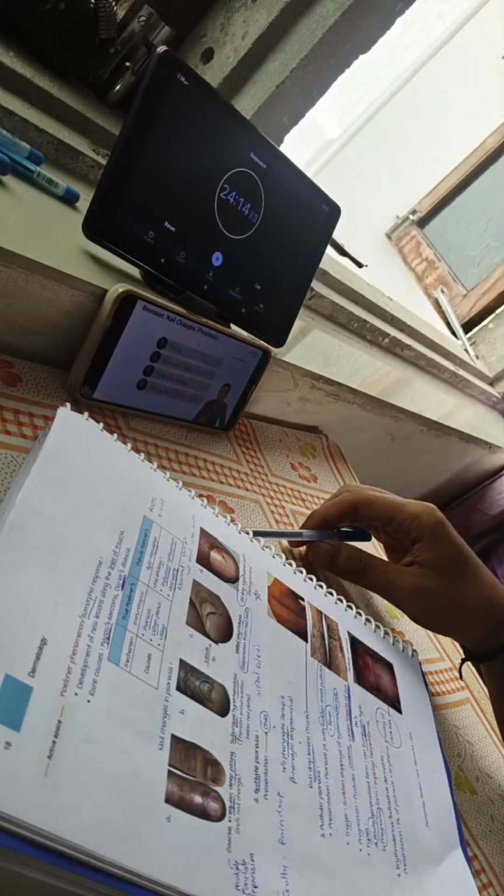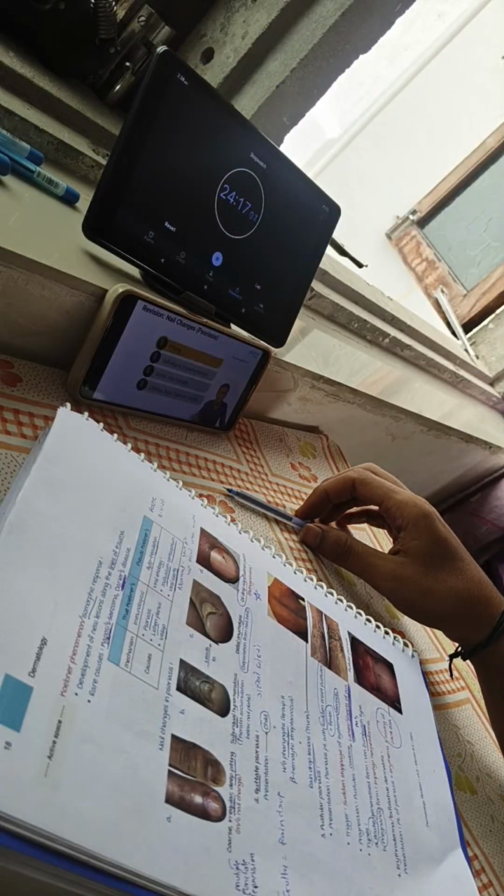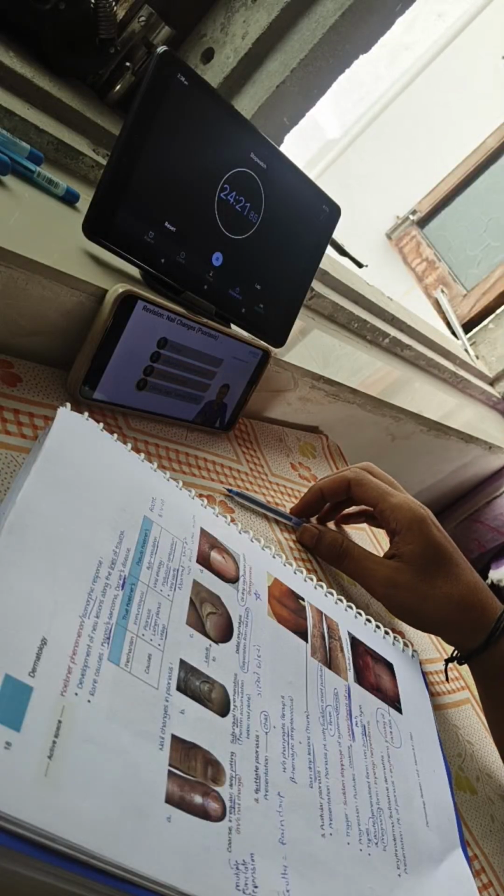So please remember once again the 4 important nail changes in psoriasis. Number 1 was pitting, coarse, irregular deep pits. Number 2 was subungual hyperkeratosis. Number 3 was distal onycholysis. And number 4 is oil drop sign, also known as salmon patch.